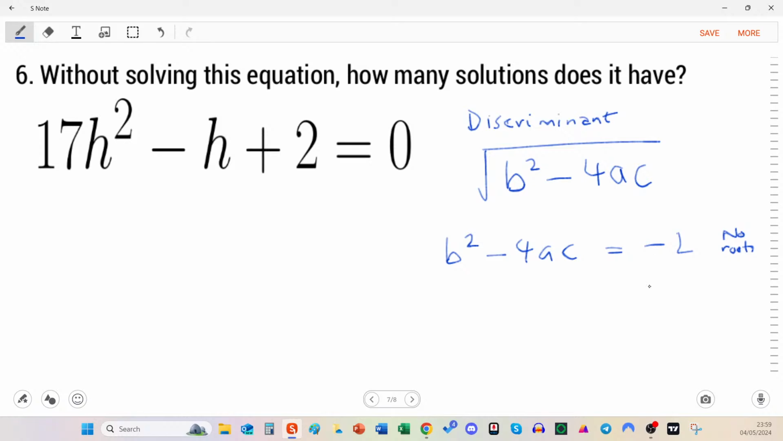Let's say that the answer was 0. This in this case would give us repeated roots. The reason is because if this is 0, it gets rid of the plus minus, which means there's no 2 options to it. There's just one number. And if it's a positive number, let's say positive 10, then we say that there's 2 real roots.